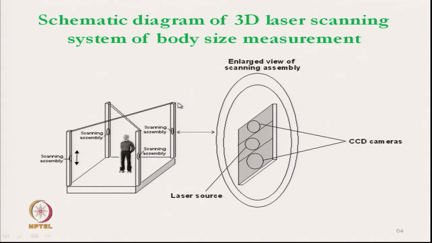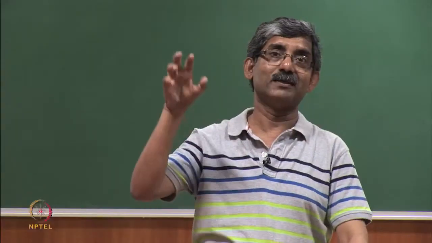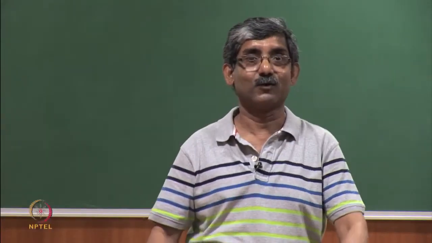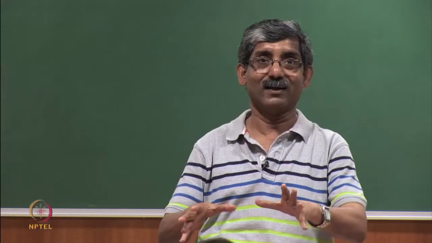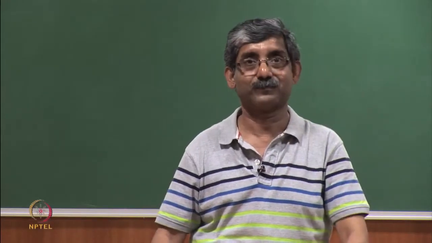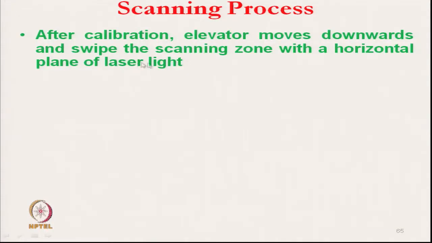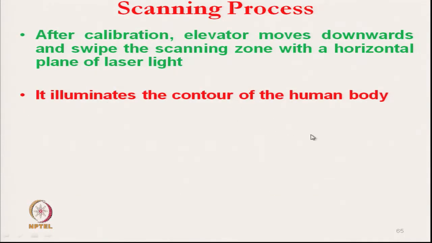This will be synchronized, and the laser source will actually show the body contour, and the CCD camera will capture the contour, and ultimately it will get transmitted to the software. Software will create the total body contour. After calibration, the elevator moves downward and sweeps the scanning zone with the horizontal plane of laser light. Laser light will move in a horizontal plane, and then it will create the complete contour. It illuminates the contour of the human body.